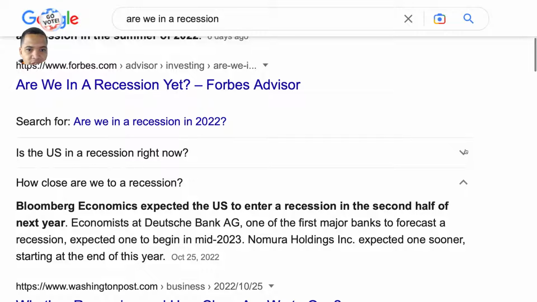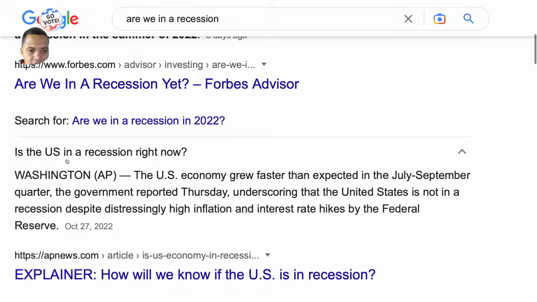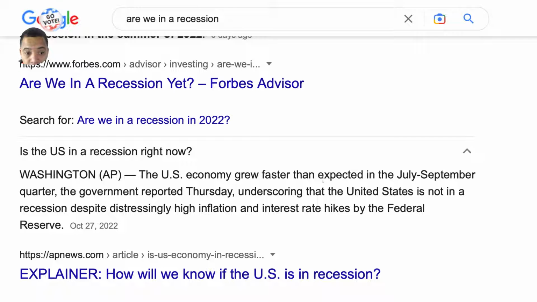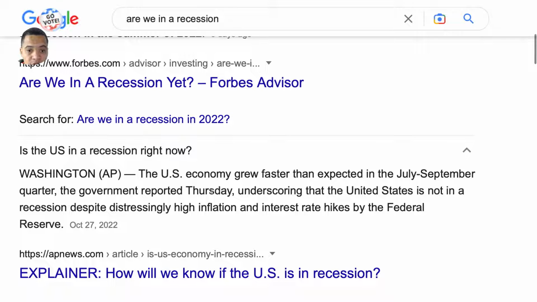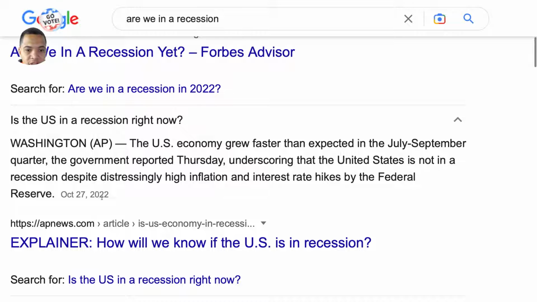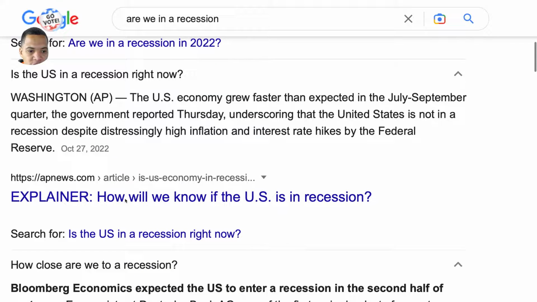Is the U.S. in a recession right now? What does this say? Right, Washington AP: the U.S. economy grew faster than expected in the July through September quarter, the government reported Thursday, underscoring that the United States is not in a recession despite distressingly high inflation and interest rate hikes by the Federal Reserve, as of October 27, 2022. So not even 2 weeks ago, right? So this was reported. All right.